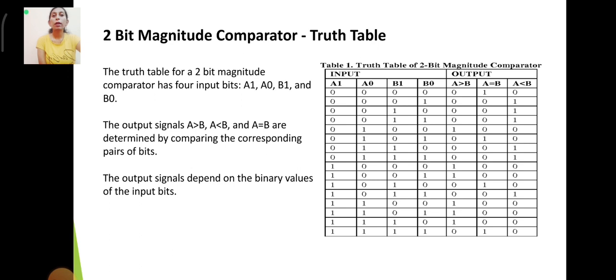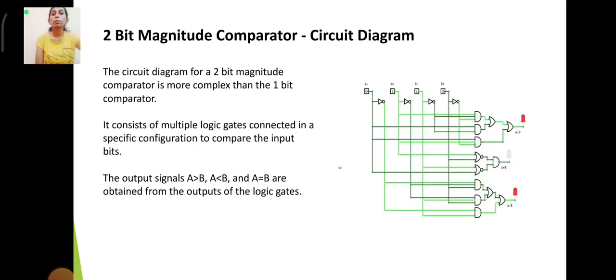2-bit magnitude comparator. Truth table. The truth table for the 2-bit magnitude comparator has 4 input bits: A1, A0, B1 and B0. The output signals A is greater than B, A is less than B, and A is equal to B are determined by comparing the corresponding pairs of bits. The output signal depends on the binary values of the input bits.